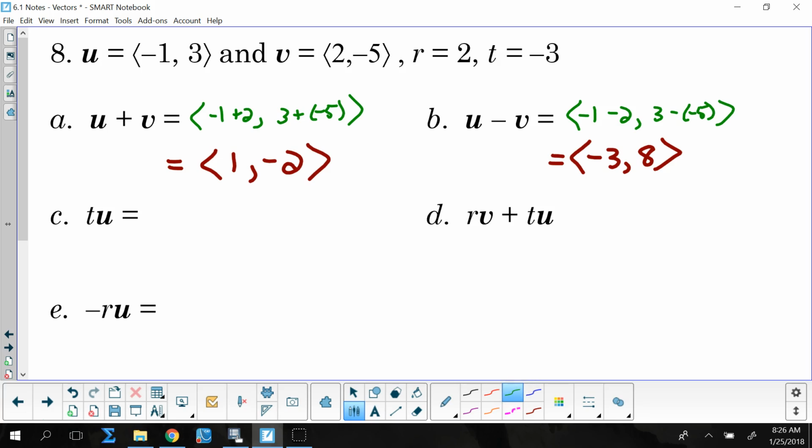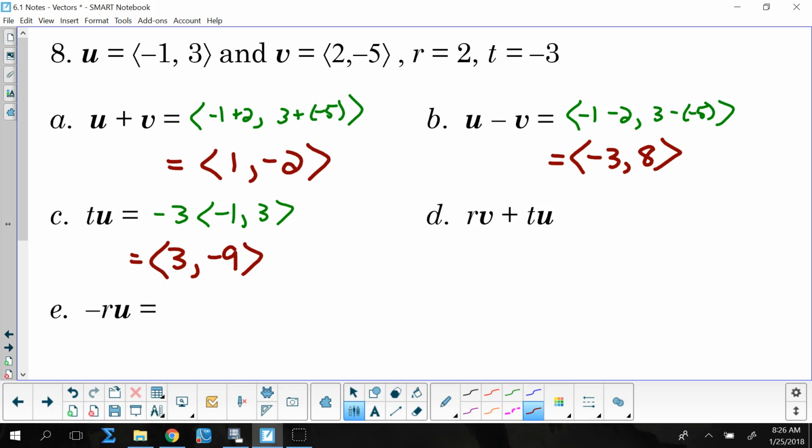T times U is going to be negative 3 times this vector, negative 1, 3. So that's going to be 3, comma, negative 9. Do we have an accord?